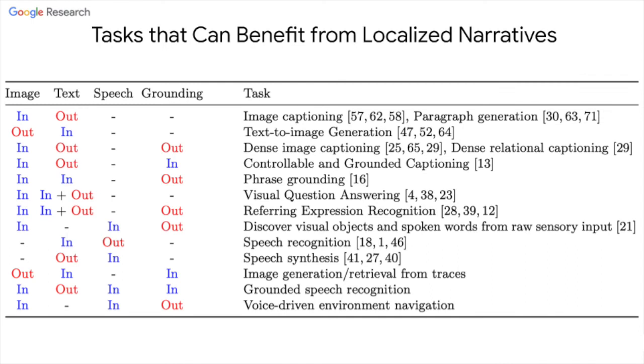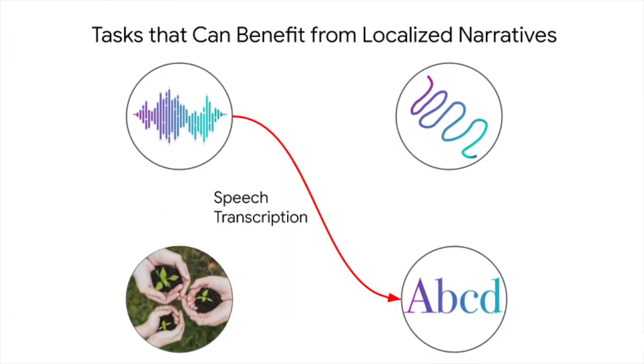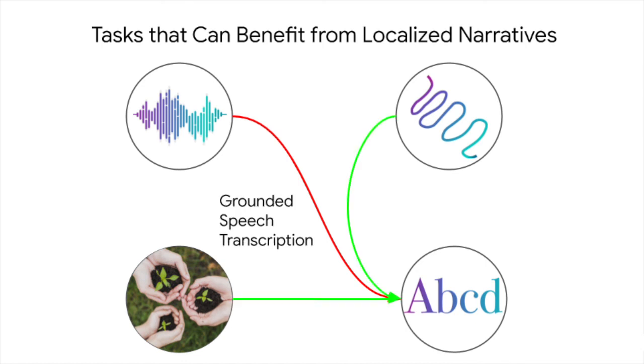Beyond these 2 applications that we demonstrate, this table shows possible combinations of our data as input and output, and a list of works or new areas of research that could benefit from it. One of these new areas is speech transcription. With our data, one could perform grounded speech transcription, which would allow to disambiguate spoken words such as plants versus planets, given their visual representation.